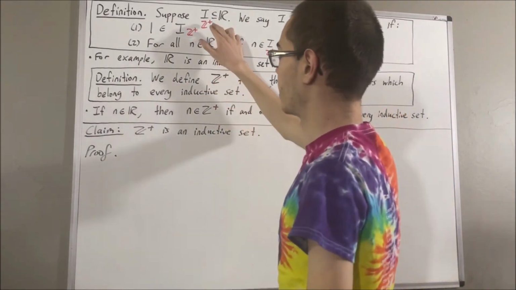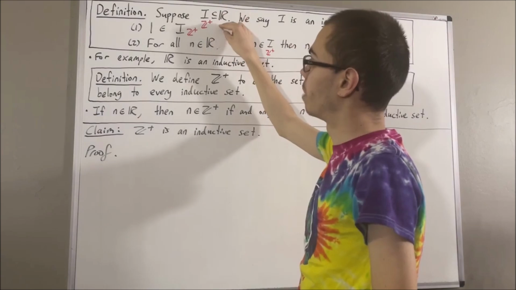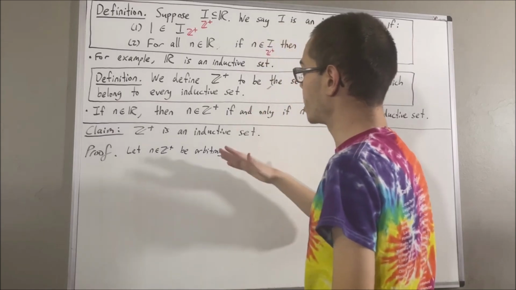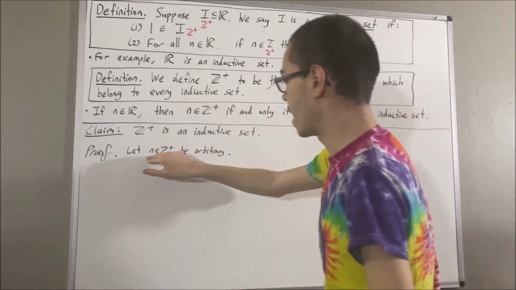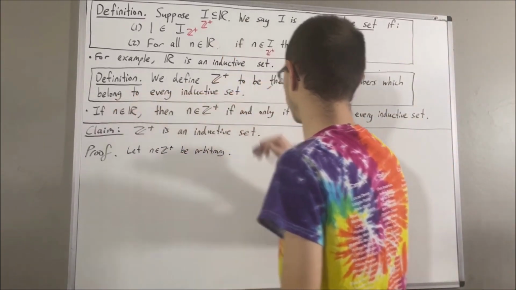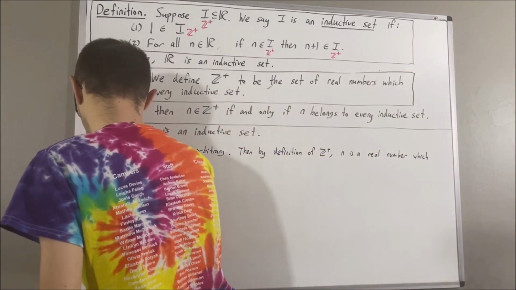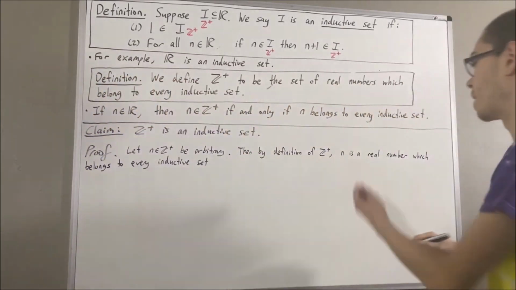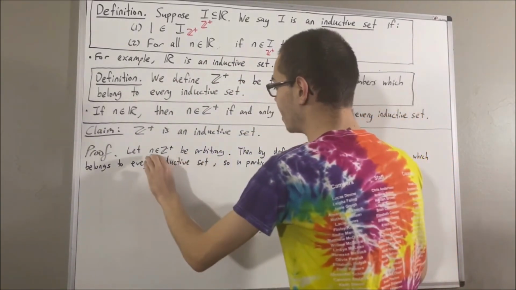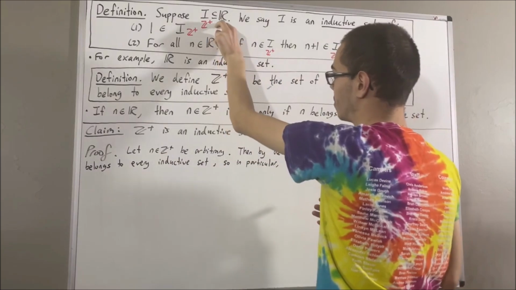So let's start out by showing that the set of positive integers is a subset of the real numbers. To prove that, let's give ourselves an arbitrary positive integer, n. Well then, by definition of the positive integers, since n is a positive integer, this means n is a real number which belongs to every inductive set. So in particular, n is a real number. So what we have shown here is, if n is any positive integer, then n is a real number. And that tells us that the set of positive integers is a subset of the real numbers.